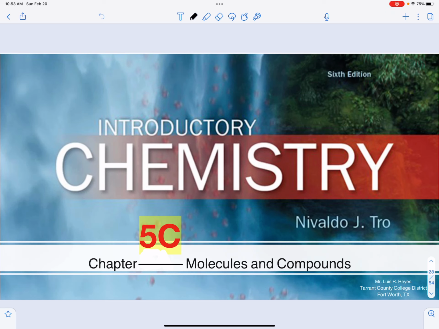So we are now in chapter 5, part C. In part C, what we are going to do is learn how to name the compounds. In the previous parts, we learned how to write the formulas. Now, given the formula, can you name the compound?